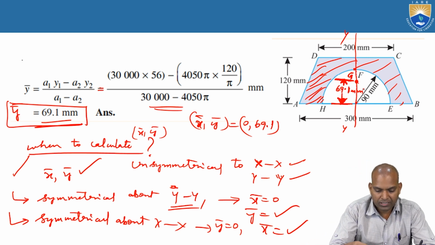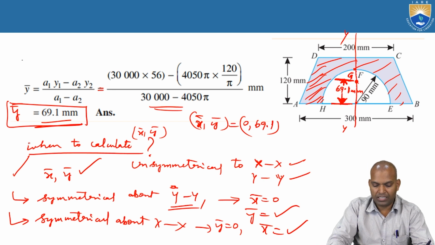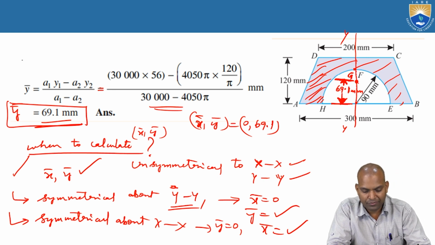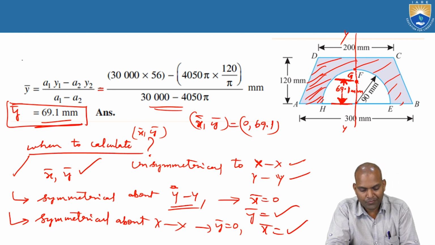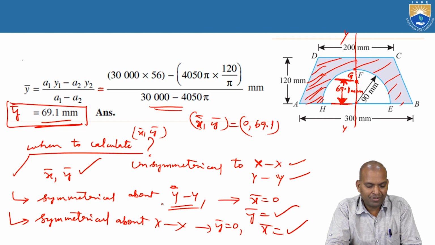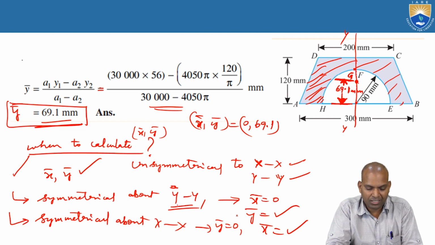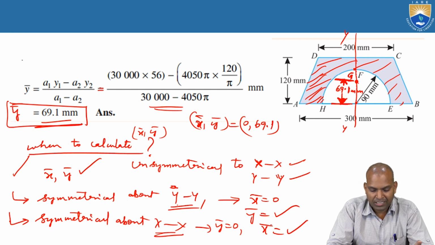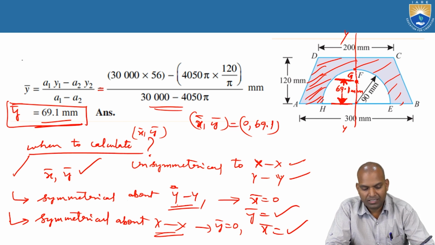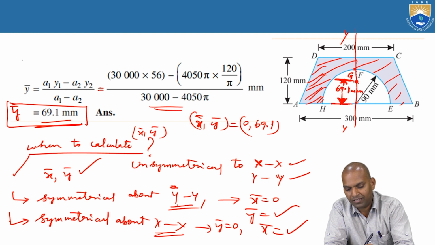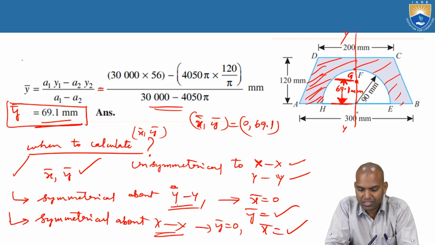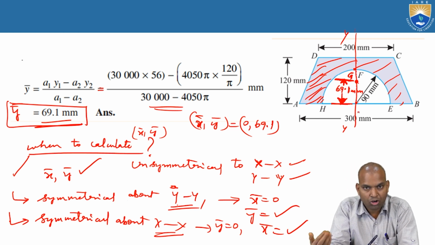So don't go for shortcuts here, you may get a similarity. Our mind will be programmed to think: it is symmetrical about y axis, so you have to calculate bar y; symmetrical about x axis, so you have to calculate bar x. No, in that manner, don't remember the concept. You have to come to here. It is symmetrical about the y axis. That means what about bar x? It is on that axis only.